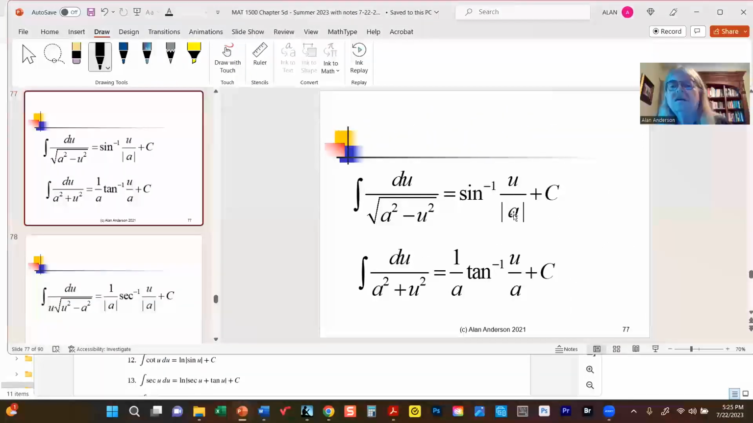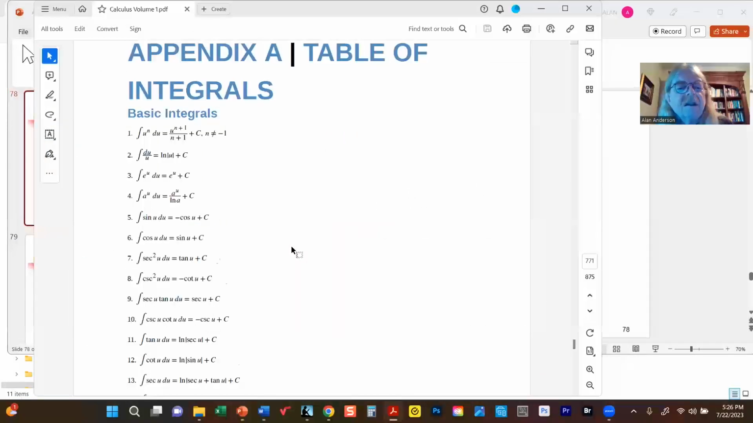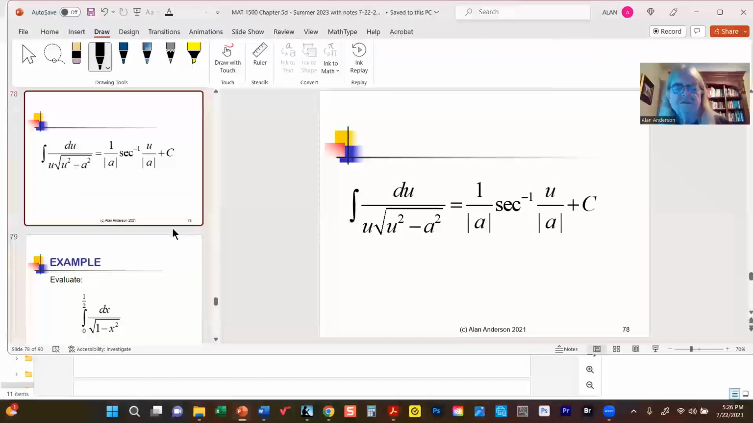So the ones I'm specifically referring to would be these three actually. We've got this form, the integral of du over the radical a squared minus u squared is the arc sine of u over absolute a plus c, then a squared plus u squared in the denominator gives us an arctan. And then something like this gives us an arc secant. So you'll see these scattered throughout. Here they are. They're down here all together. Numbers 15, 16, and 17 are the arc trig functions.